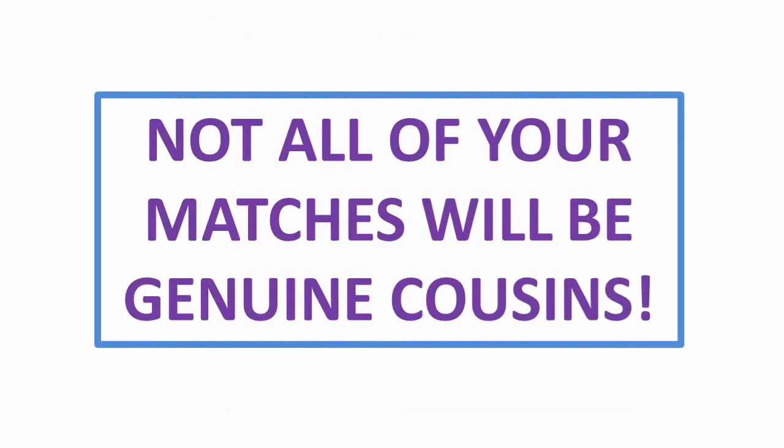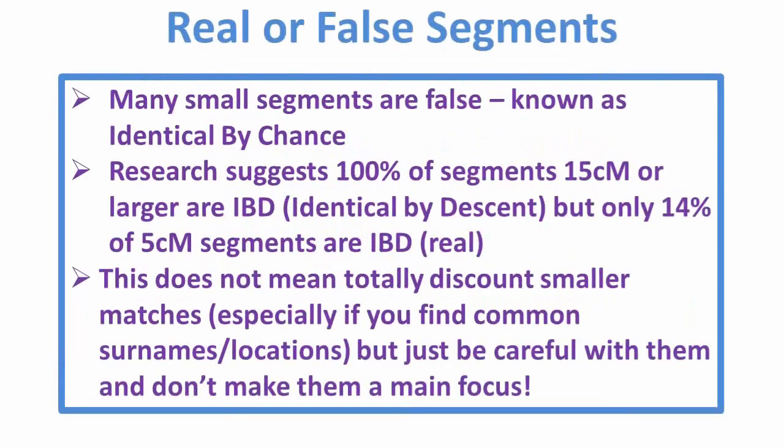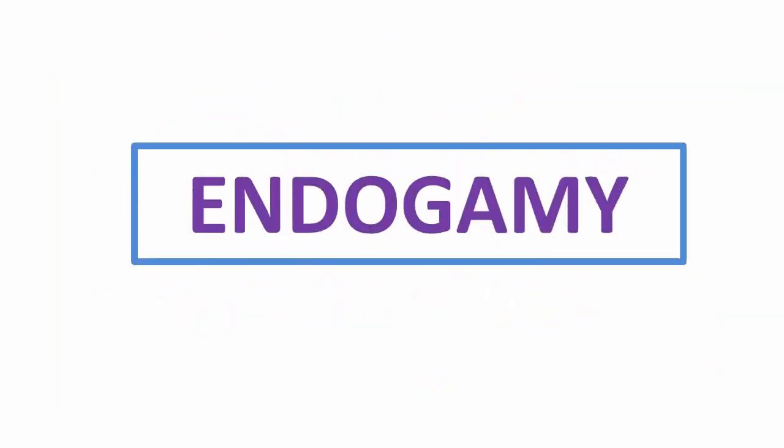Not all of your matches will be genuine cousins. Another key point, many small segments are false or known as IBC, identical by chance. Research suggests 100% of segments of 15 centimorgans or larger are real or identical by descent, but only 14% of 5 centimorgan segments are real. So basically, be very, very careful with these tiny, tiny segments. It doesn't mean totally discount smaller matches, especially if you found that common surname location, but just be careful with them and don't make them a main focus. We all generally have so many more higher matches to work with anyway.